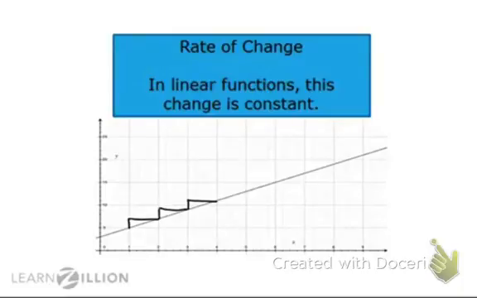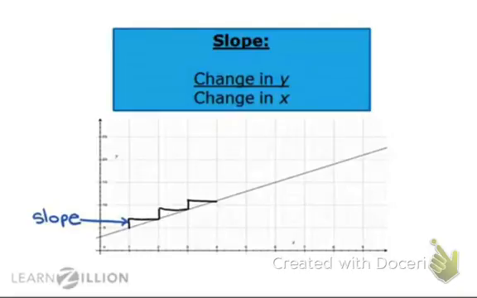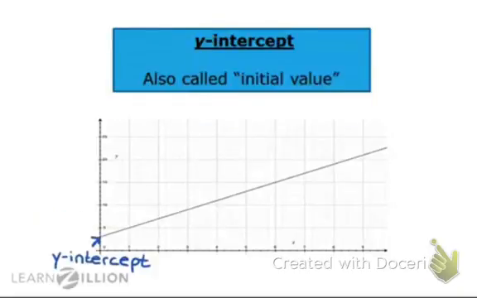You have seen the slope written as the change in y over the change in x. You also know that linear functions cross the y-axis and that this point is called the y-intercept. It is also sometimes referred to as the initial value because that is the value of the dependent variable when the independent variable is 0. In other words, it tells us what y is when x is 0.